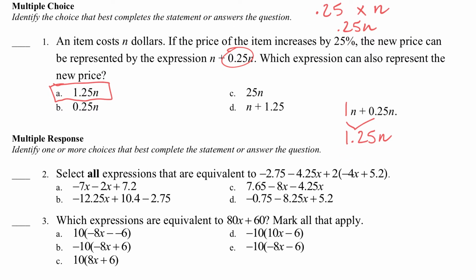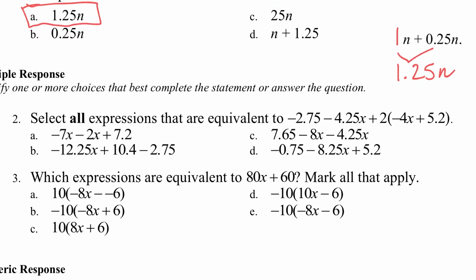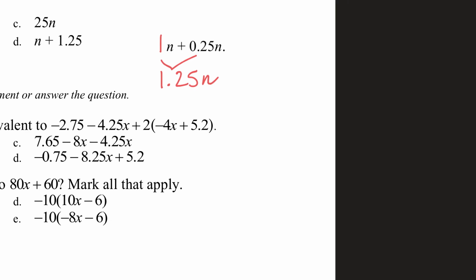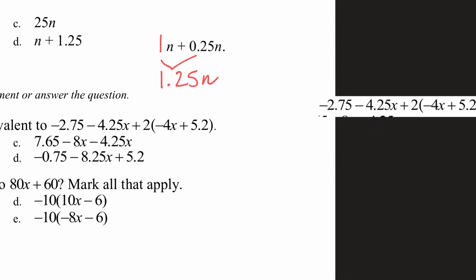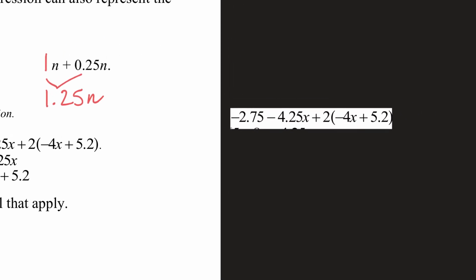So for number 2, we have select all the expressions that are equivalent to this mess right here. Let me go over here and copy that. And I'm going to simplify this a bit right over here. So what we have is you need to distribute first. So you need to distribute this 2 to every item inside the parentheses, because right here is multiplication. See, there's no operation between the 2 and the parentheses, so we call that multiplication there.